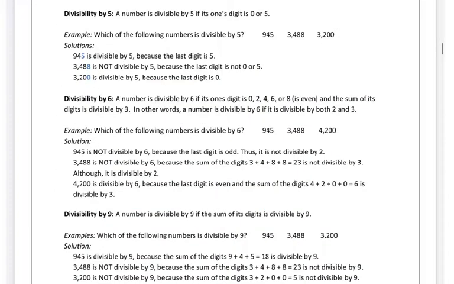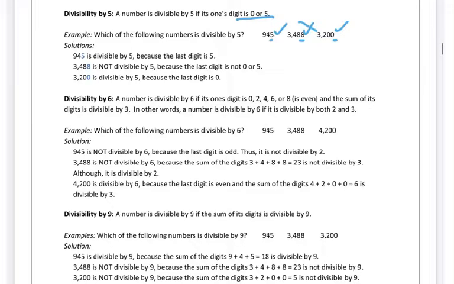The next rule is divisibility by 5. So 5 is very easy. If it ends in a 0 or 5, then it's divisible by 5. So you just have to look at the back and say, hey, does it end in a 0 or 5? Yes. Does it end in a 0 or 5? No. Does it end in a 0 or 5? Yes. And there you have it.